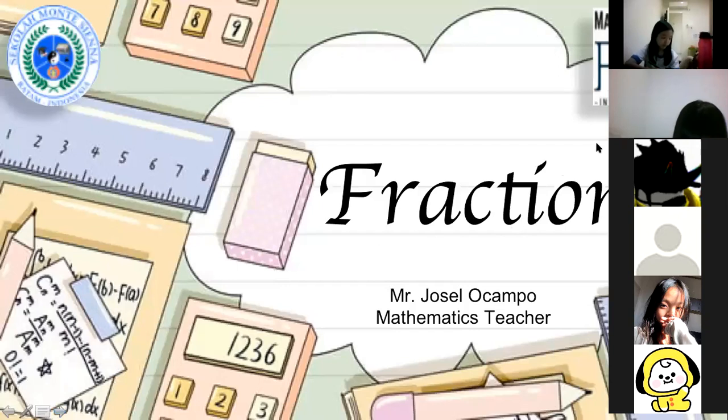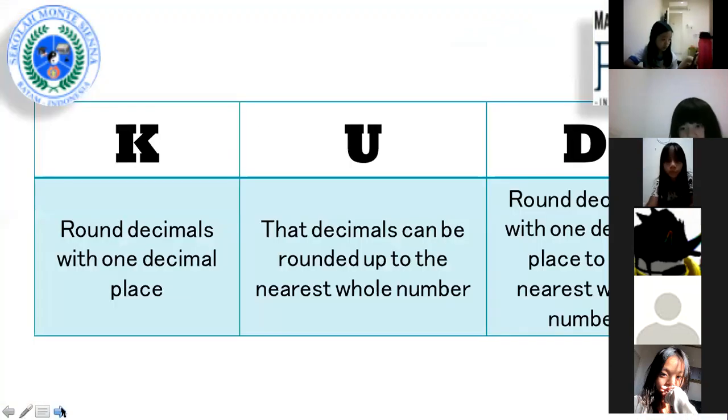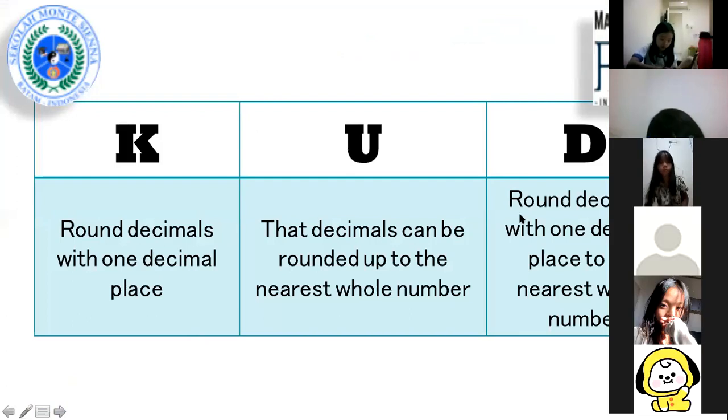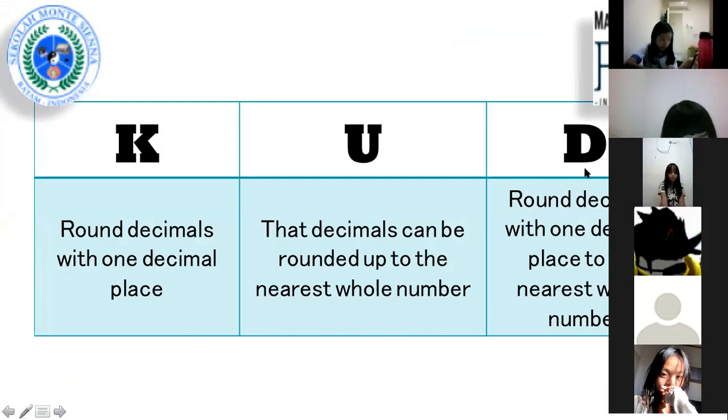For today's discussion, we'll be talking about fractions. At the same time, we're going to talk about decimals. Our KUD today is that you should be able to round decimals with one decimal place, and should understand that decimals can be rounded up to the number nearest to the whole number. Then you're going to do some rounding of decimals with one decimal place to the nearest whole number.